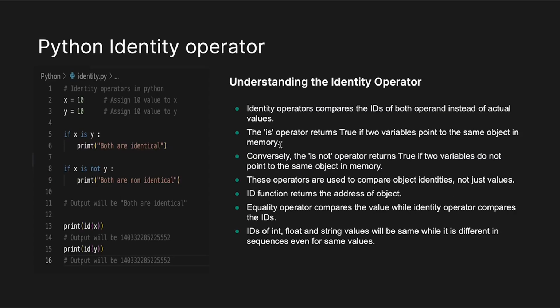Let's understand the identity operator now. There are two identity operators, is and is not. The is operator returns true if two variables point to the same object in memory. So x is equal to 10, y is equal to 10. That means x and y are pointing to the same memory location.